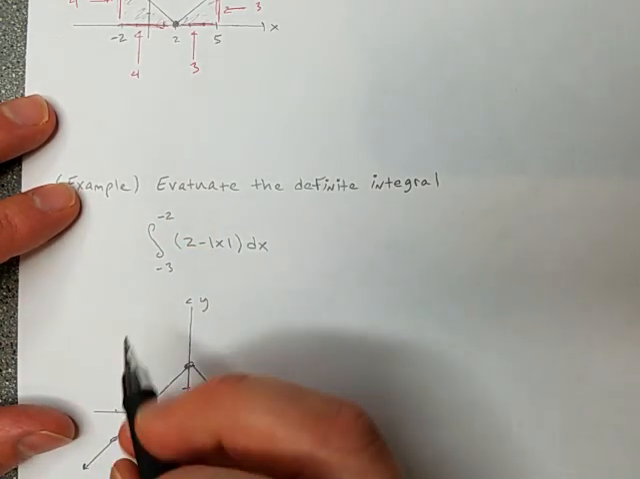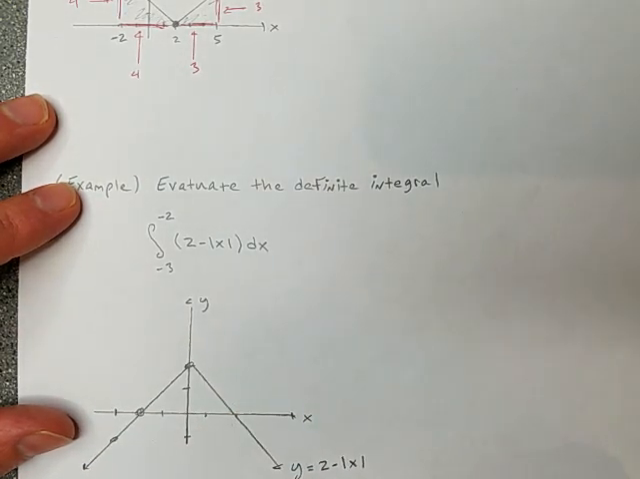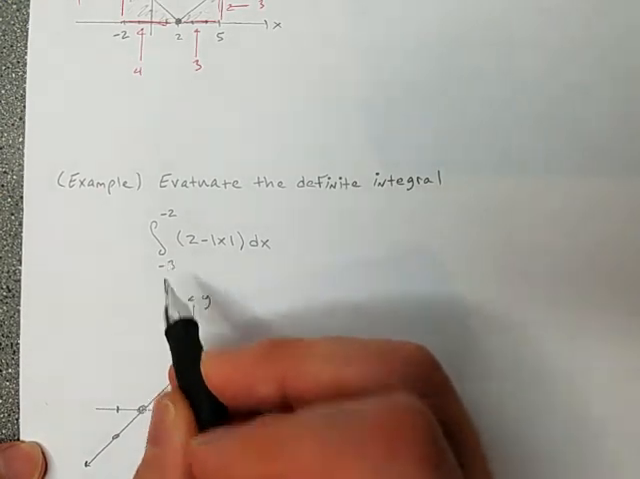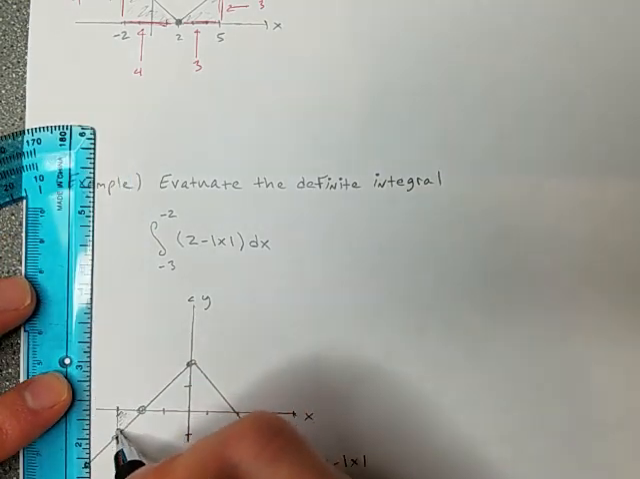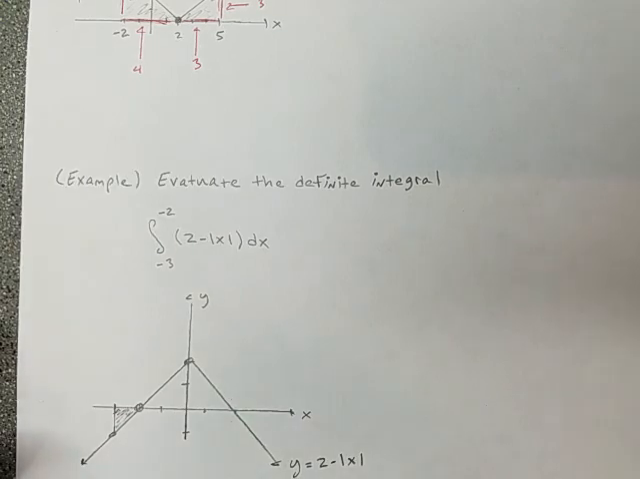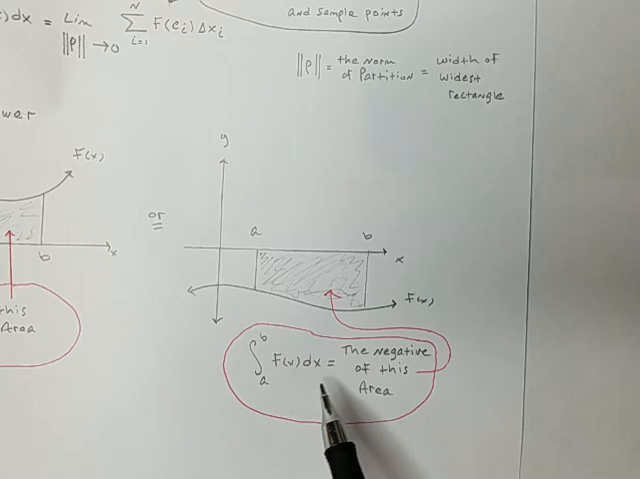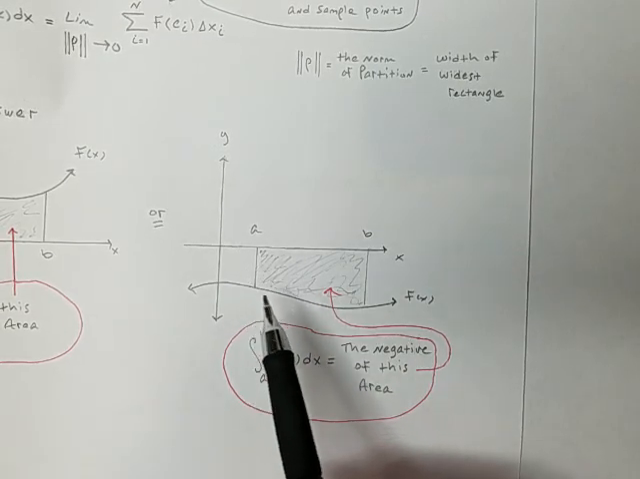The definite integral from negative 3, which is here, to negative 2. Well, the curve is under the x-axis from negative 3 to negative 2. So we're looking for this area. Well, actually, in this case, the meaning of the definite integral is the opposite of that area.